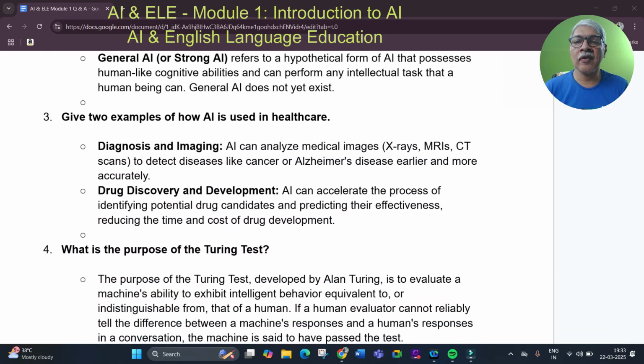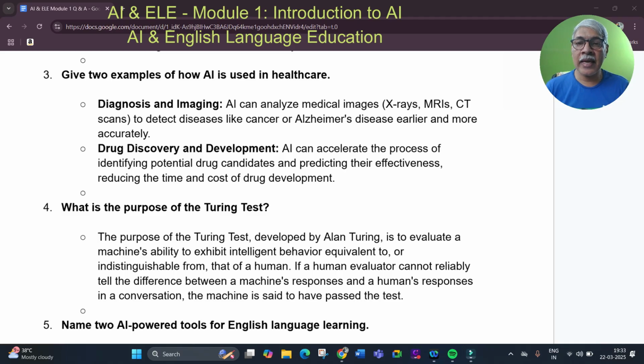Now, give two examples of how AI is used in healthcare. AI can analyze medical images like X-rays, MRIs, and CT scans to detect diseases like cancer or Alzheimer's disease. And in drug discovery, AI can accelerate the process of identifying potential drug candidates and predict their effectiveness, reducing the time and cost of drug development. So, depending on the person who is being administered the drug, the AI can predict whether giving the drug to that person will be effective or not.